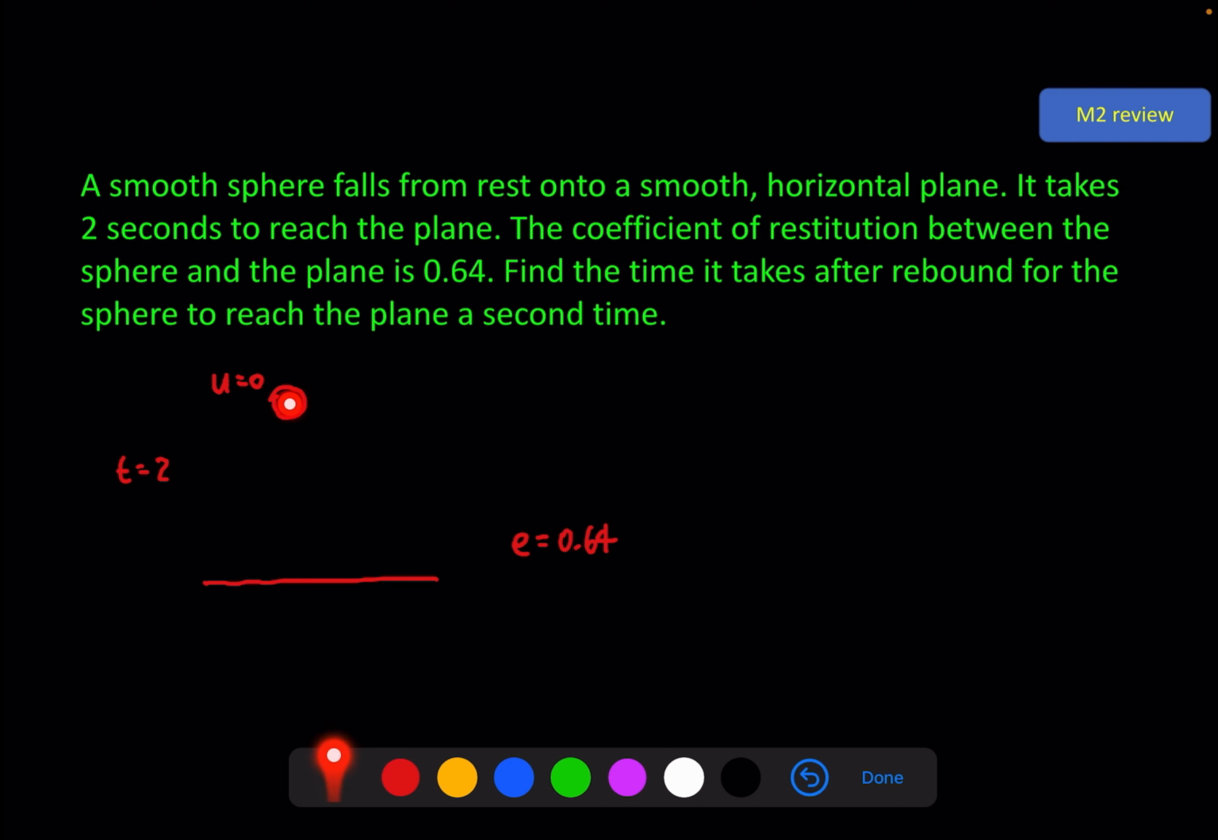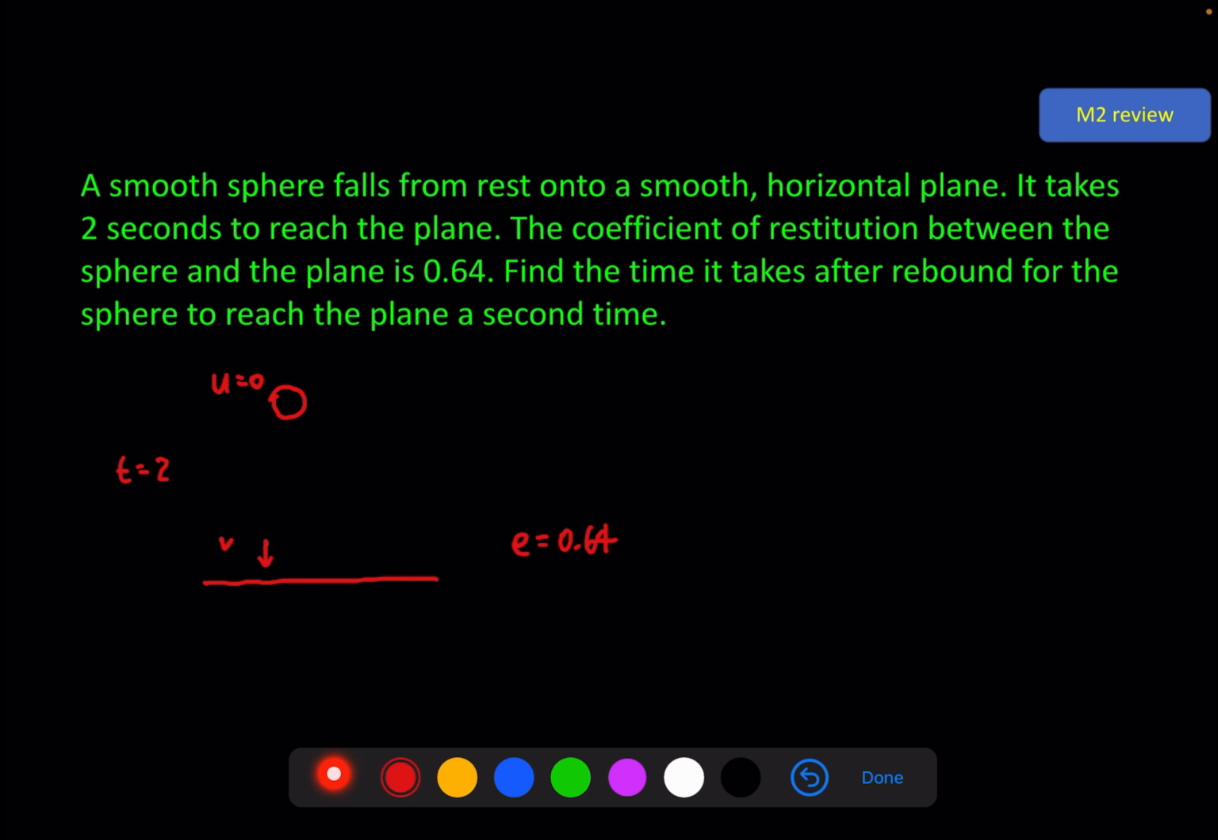So it's starting here from rest, it's going to drop, gaining speed. Just before it hits, I need to know the speed of that. Then I can use the coefficient of restitution to find the speed immediately after it hits. It will rebound, and from that point I need to know how long it will take to bounce up here, and then to fall back down to the plane again for a second bounce. So before anything else, I'm going to calculate what speed it is hitting the plane here.